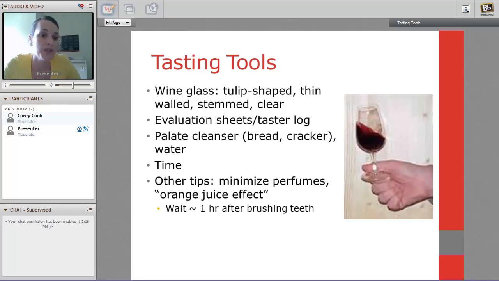Having a lot of time, also great, being able to pause between the wine samples and not feeling rushed. Other tips, minimizing perfumes that you're wearing, because that can tend to influence others, what they're smelling, and the orange juice effect. So waiting about an hour after brushing teeth before taking a wine sample. And they've actually done studies on this where they tried different amounts of time after people have brushed their teeth. Also different amounts of time after people have eaten different things. So waiting about an hour after you've done those things will really help heighten your sensitivity.